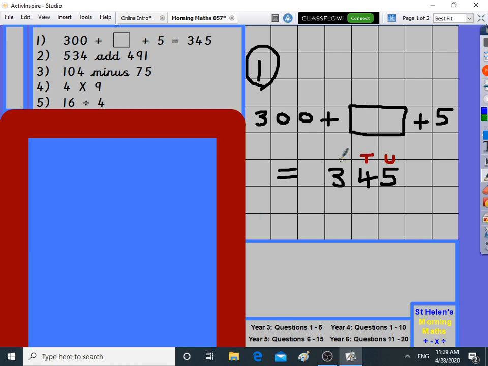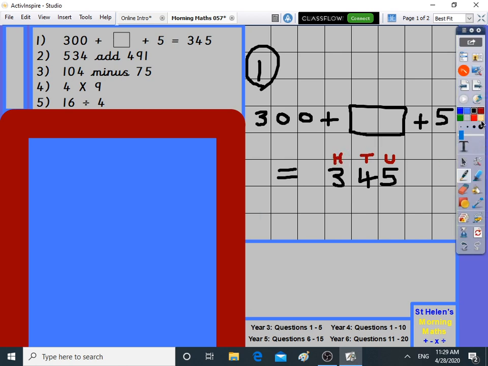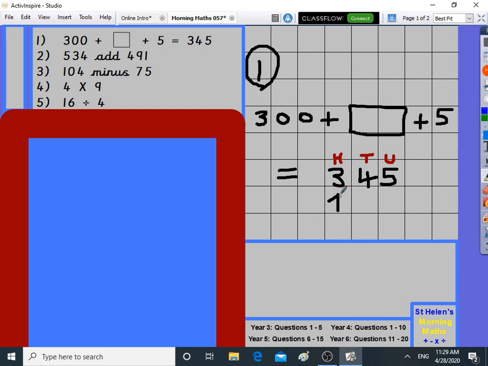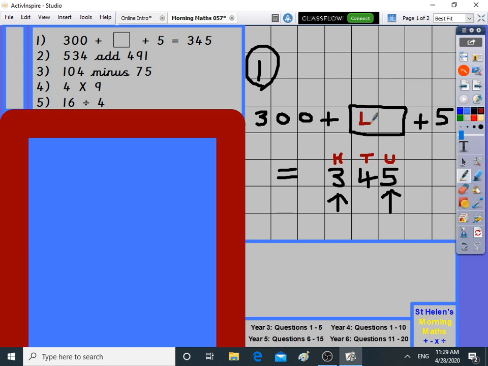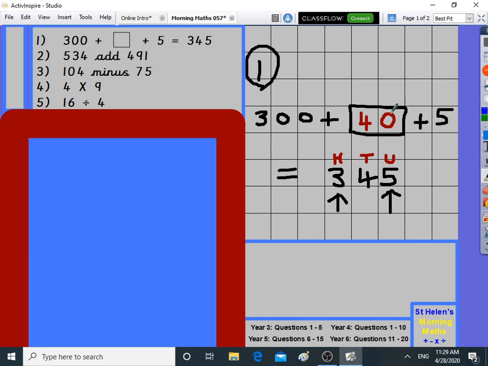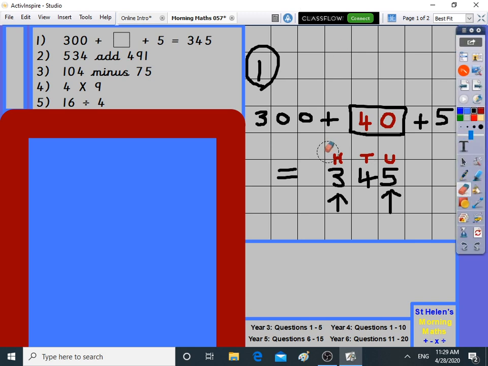So I'm going to pop my hats on here. Units, tens, hundreds. We have 300, we have there, we don't know what's in here. Over here we have 5 units, don't we? We have the 5. So what's actually missing is the 4 tens. What is 4 tens? What is 4 times 10? It's 40, isn't it? So what's missing is 40, which means the answer is 40. And this time the answer goes in the missing box. Okay, so 300 plus 40 plus 5 makes 345.